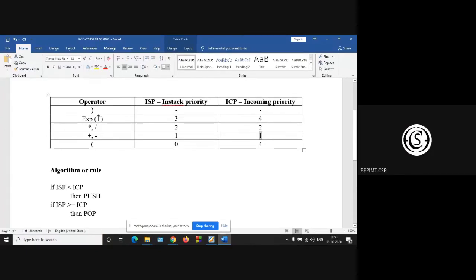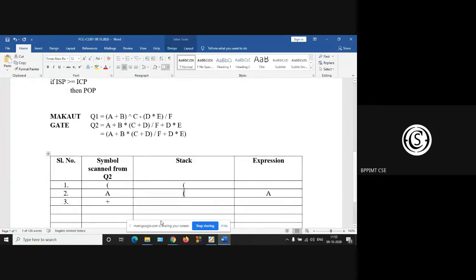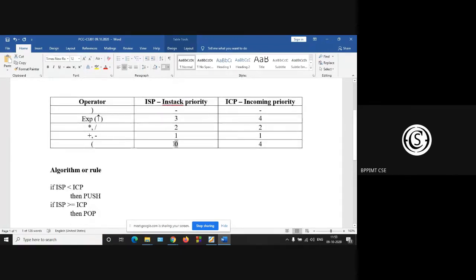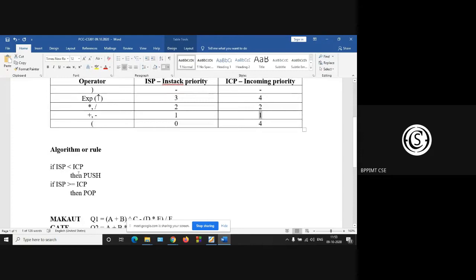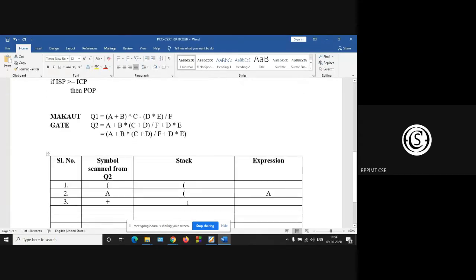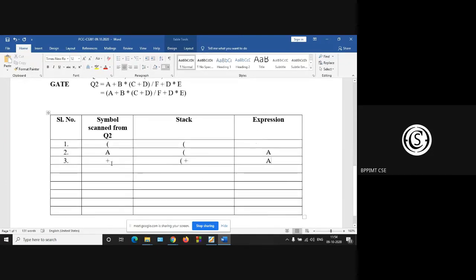Push. Because what was in the stack? In the stack was the opening bracket. Its priority is 0. And incoming is your plus. Its priority is 1. So 1 is greater than 0. That's why push. Okay. So opening bracket, plus. That is push the operator plus.